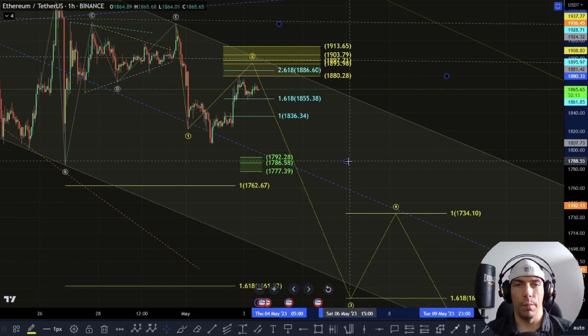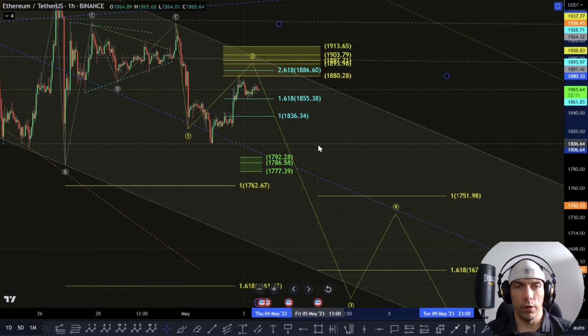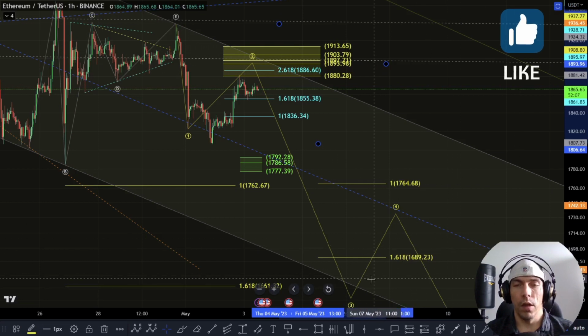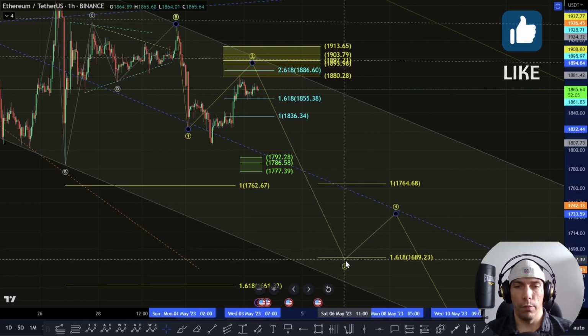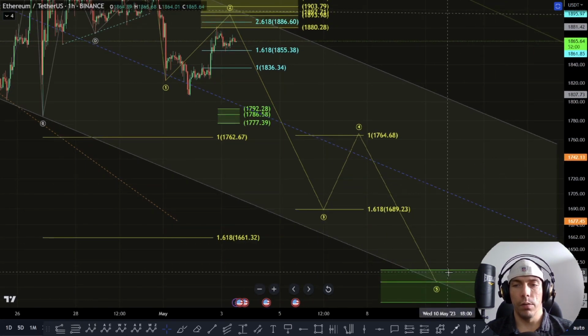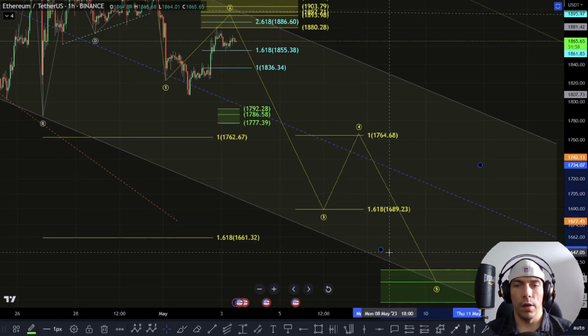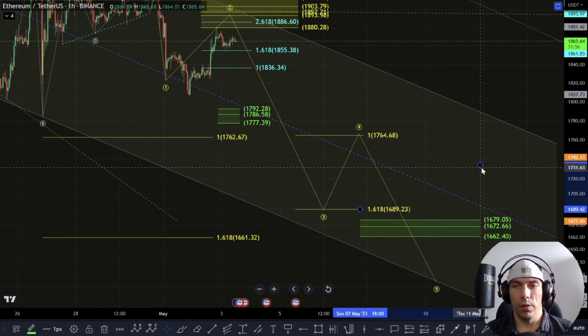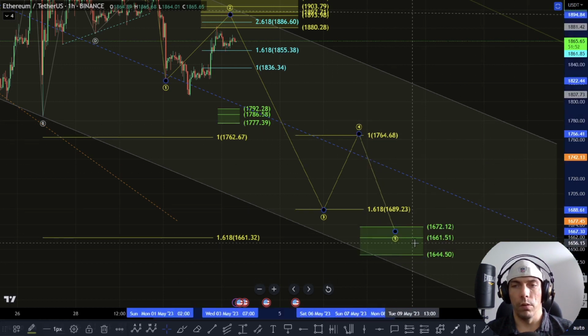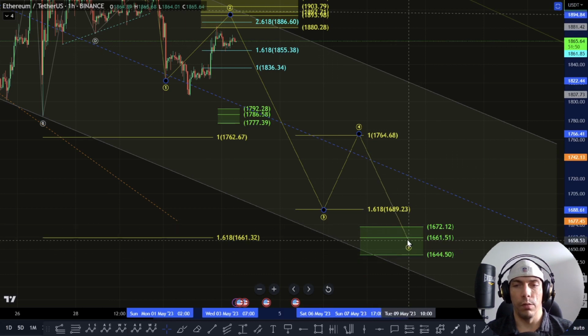Now, this would change these target zones slightly, so I just need to adjust these. But what this would then mean is that we could be looking for something like this, where we actually see a bigger third wave play out towards the zone of this 1689, and then look for a continuation to the downside. If it does play out to this 1.618, what we could then see here is basically a move down towards the zone of the 1672 to the 1644.